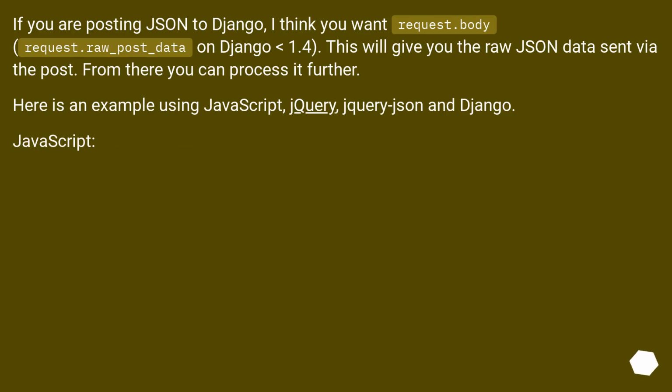If you are posting JSON to Django, I think you want request.body. request.raw_post_data on Django lower than 1.4. This will give you the raw JSON data sent via the post. From there you can process it further.